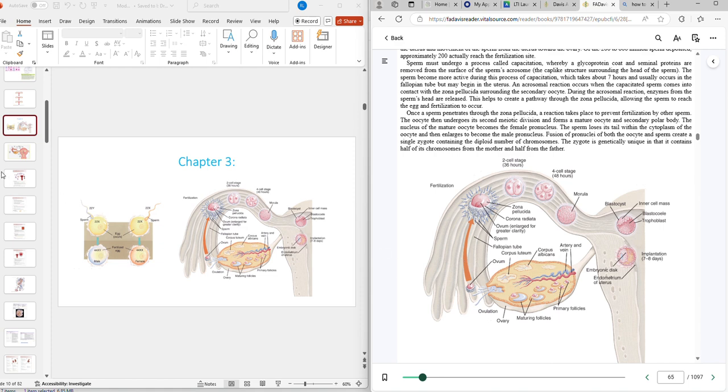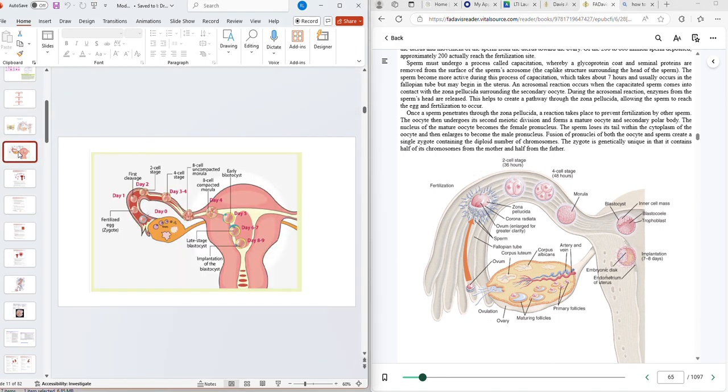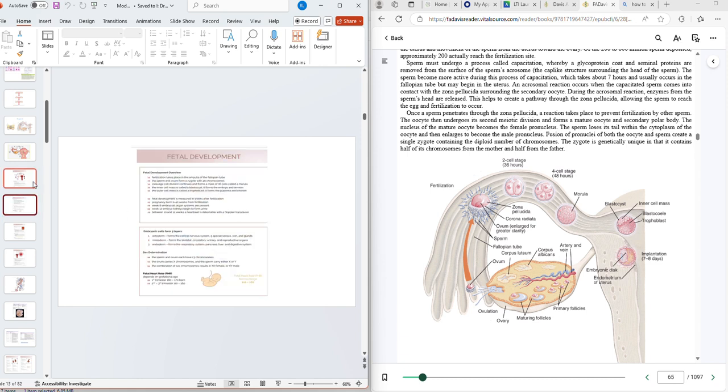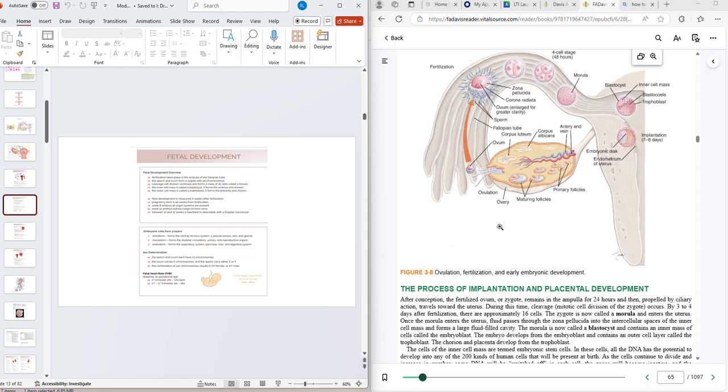And I'll show you a different picture here. So the outer third. Fertilization happens out here. So wink and lollipop again. Fertilization occurs in the outer third of the fallopian tube.